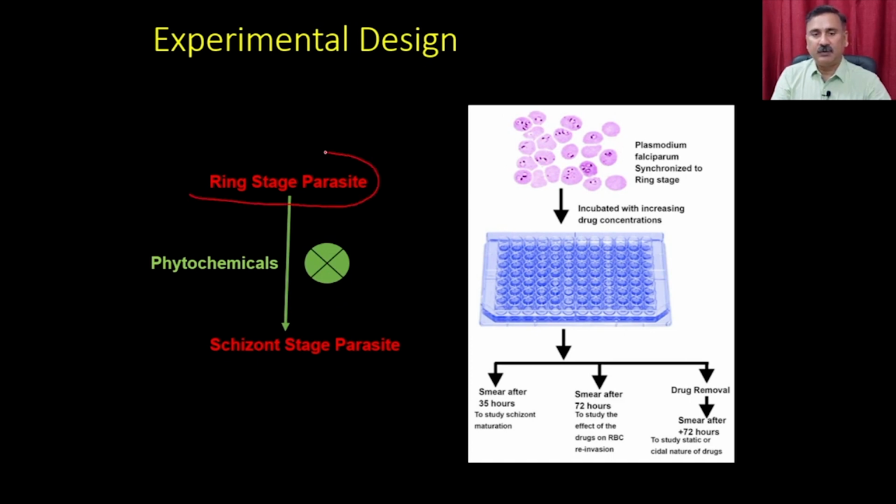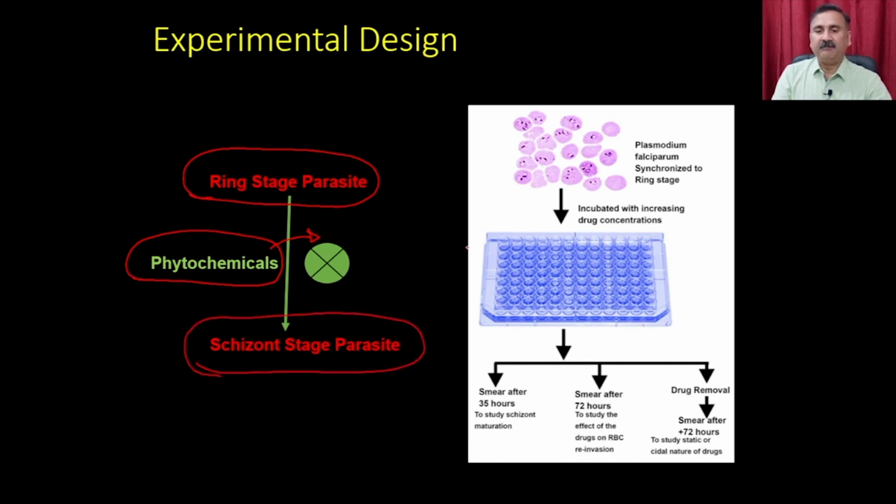You are actually going to take the ring stage parasite and treat it with the phytochemicals, expecting that the phytochemicals are going to interfere with some of the enzymes present in the ring stage parasite, and that's how it is not going to allow the ring stage parasite to form the schizont stage parasite. So these are the things you have. You have to first prepare the ring stage parasite.